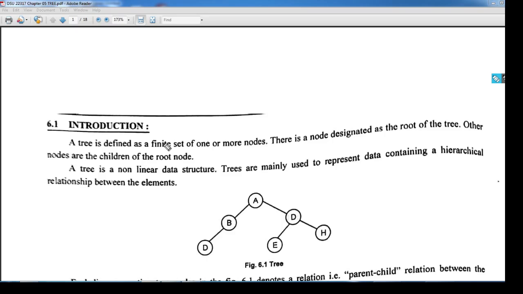Welcome students. In this video series, we are seeing the subject data structure and we have reached the last chapter, that is trees and graph.